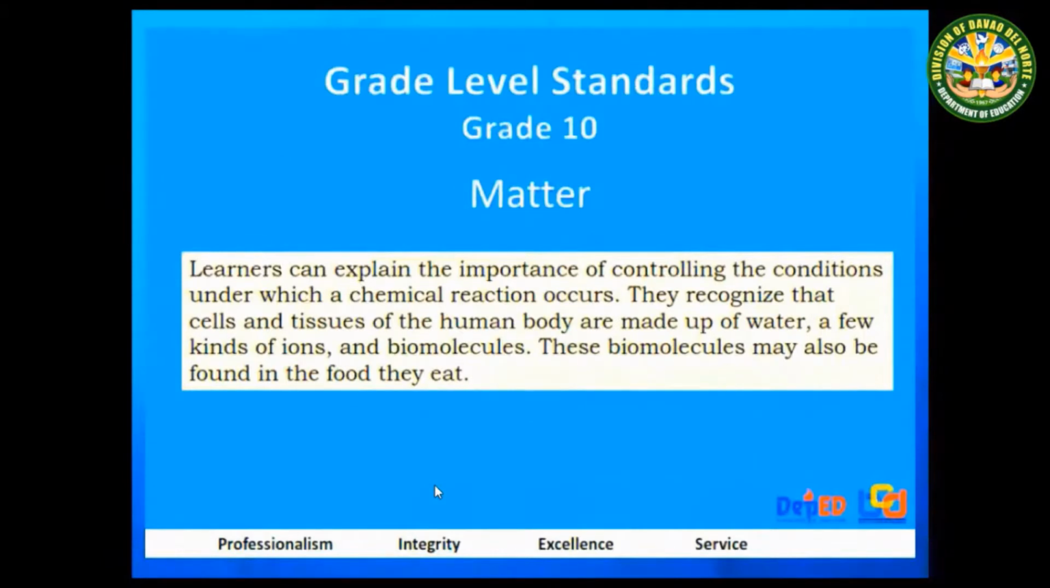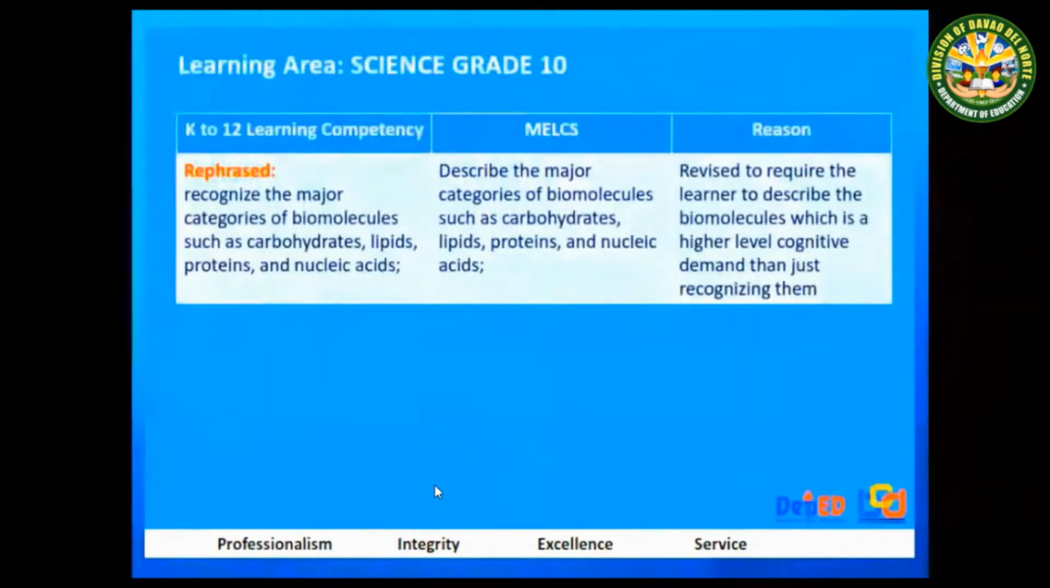They recognize that cells and tissues of the human body are made up of water, a few kinds of ions, and biomolecules. These biomolecules may also be found in the food they eat. For grade 10, 1 LC was rephrased. Here, in this slide, reflects the MELCs and the reason of rephrasing.